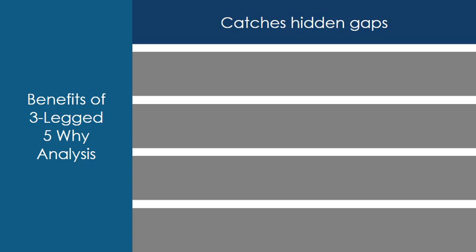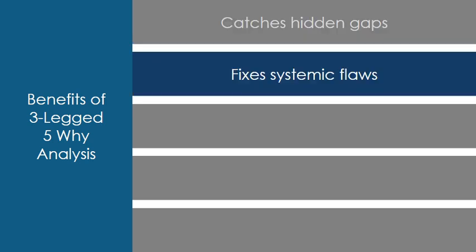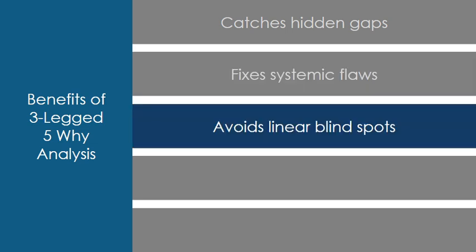Catching hidden gaps. Uncovers why a defect slipped past quality checks, even if you cannot stop the initial physical failure. Fixing systemic flaws. Reaches past local mechanical errors to expose broken management systems, training deficits, or cultural habits. Avoiding linear blind spots. Stops teams from forcing complex, multivariable incidents into a single, oversimplified straight-line narrative.